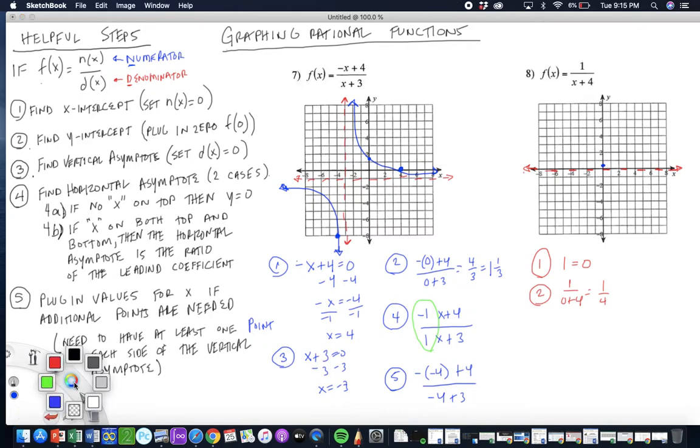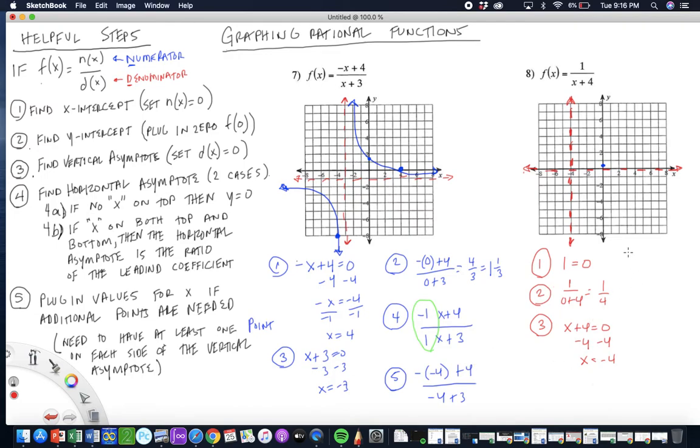All right, next I need to find the vertical asymptote. I'm going to set the bottom equal to 0. The bottom expression happens to be x plus 4. I set that equal to 0, subtract 4 from both sides, and I get x equals -4. So my vertical asymptote is at -4. Okay, we've got our graph starting to appear here.